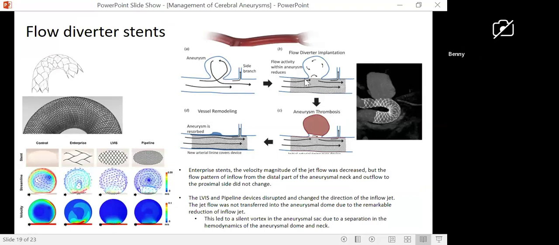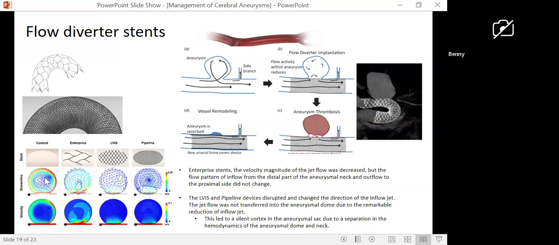When you place a flow diverter stent across the aneurysm neck, the holes are so small that it significantly reduces the blood flow into the aneurysm. And when that happens, the aneurysm clots off and then gradually shrinks and disappears over time. So you can see this X-ray of a patient with a flow diverter stent across their aneurysm here. And this is a nice depiction.